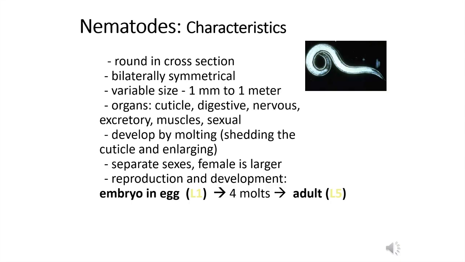They develop by molting, which is shedding the outer cuticle and enlarging from one stage to the other. Generally, they have separate sexes, and the female is larger than the male. Reproduction and development usually start from the embryo and the egg, referred to as L1. They go through 4 molts to reach the adult stage, which is L5.